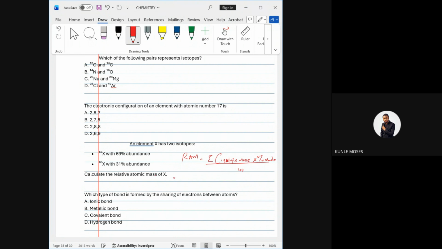So let's start. The first one they gave us here is 63, so that would be 63 times 69, right? What's the second mass? Atomic mass is 65 here. That would be 65 times the percentage abundance, that's 31. Becky, do you understand? Then you divide by 100. Becky, do you get it? Suzanne, do you get it?